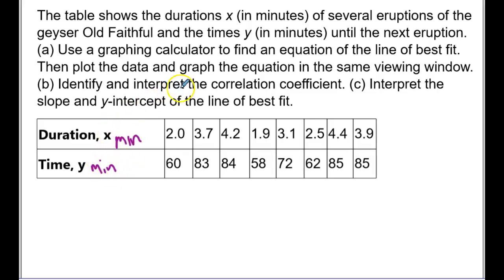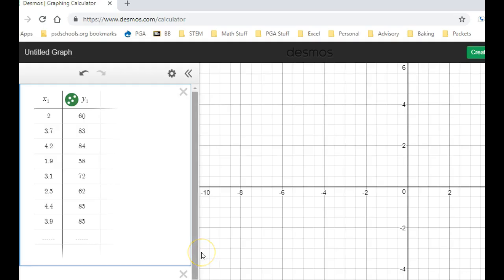Okay. Using a graphing calculator, find the equation of a line of best fit, then plot the data and graph the equation in the same viewing window. So let's do that first. So instead of using a graphing calculator, I'm going to use Desmos. Because we always have access to Desmos, and this is just our website, desmos.com/calculator.